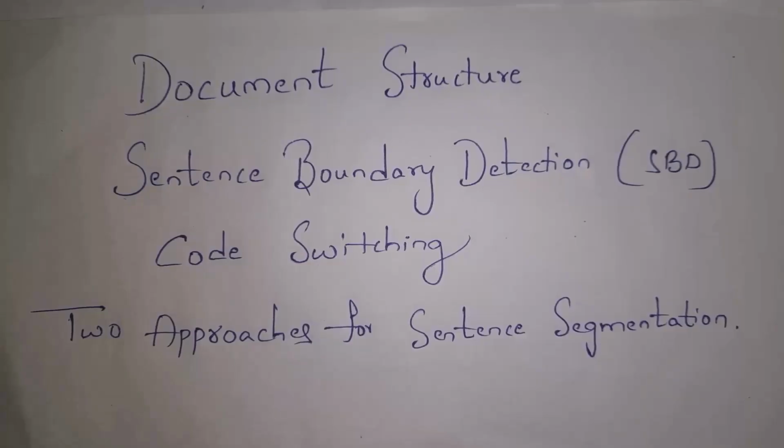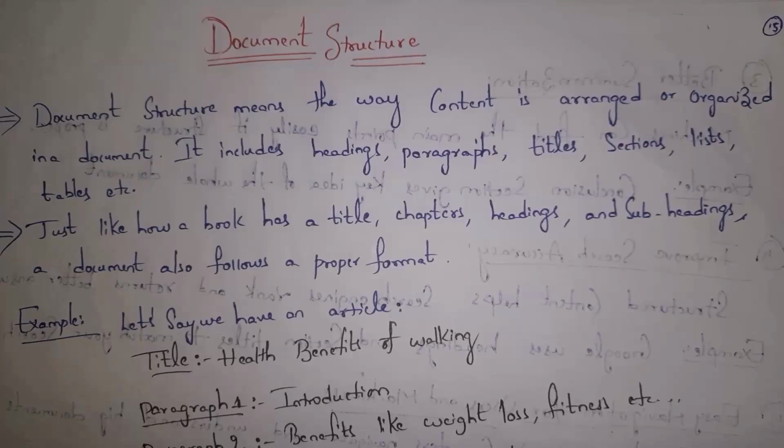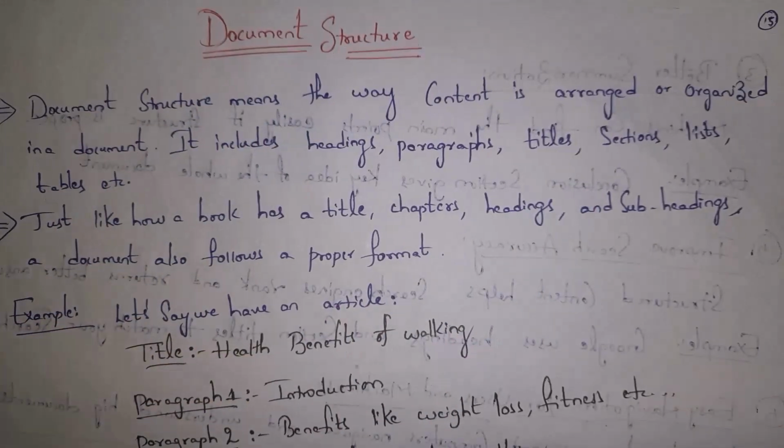Let's get started. At first, I'll explain what is document structure. Document structure means the way content is arranged or organized in a document. In any document, content is arranged in proper format. That includes headings, paragraphs, title, sections, lists, tables, etc.